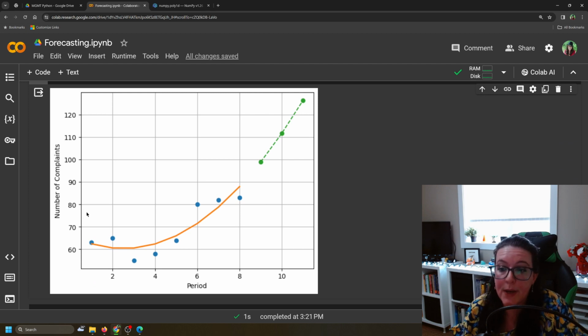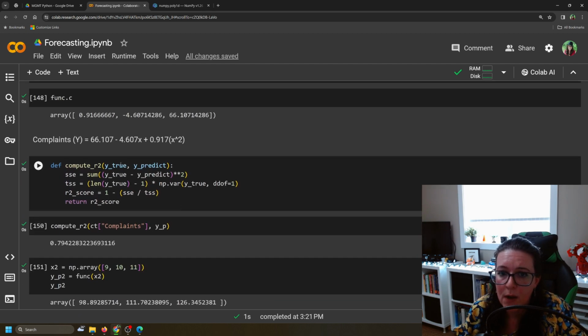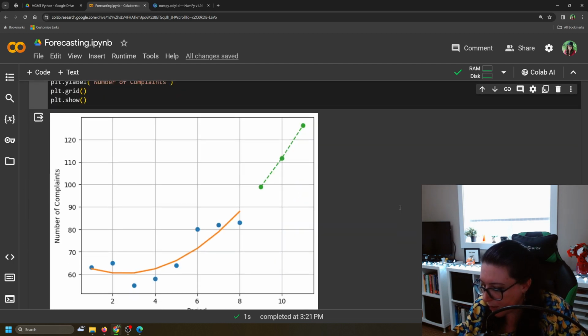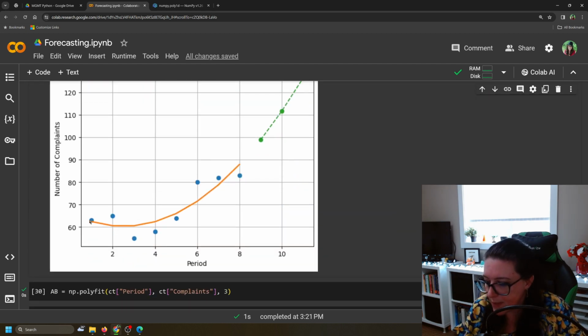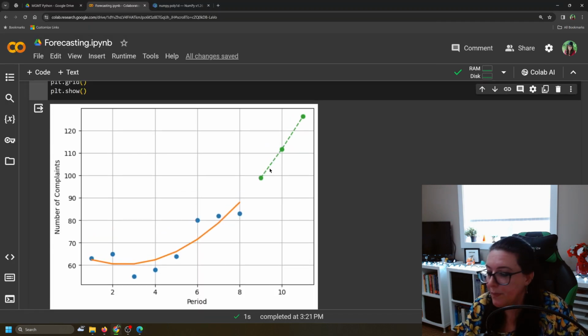Okay, so notice what we said previously with our number of complaints. It would start at 66.107, it would go down, and then it would go up. So if we look here, starts at 66.7, goes down, and then goes up. So our polynomial of degree 2 looks like this one here, down then up. Okay, and that means that the forecast for the future is all up.